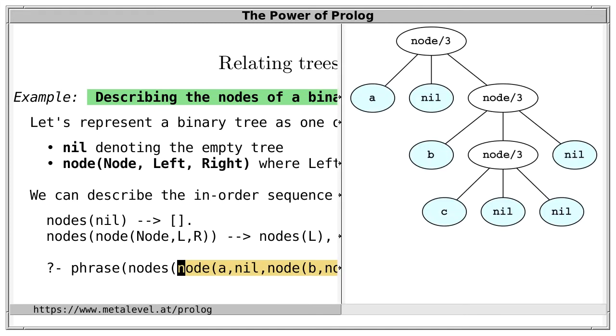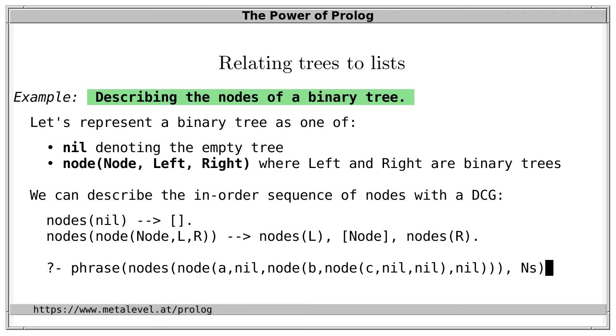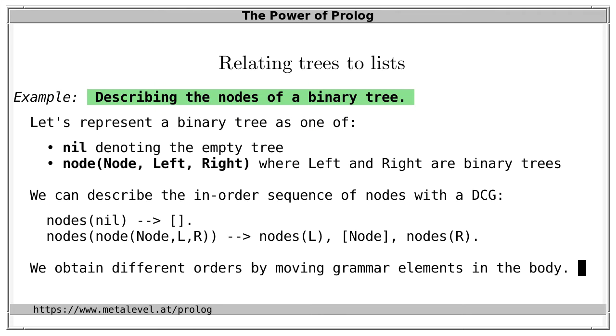And written like this, it's not really a binary tree, because the compound terms have 3 arguments. But it's clear what we represent with this term, right? Namely this tree, so that's a binary tree. And we're interested in the in-order sequence of the nodes Ns, which is ACB in this case. And a nice feature of this solution is that we can so easily obtain different orders simply by moving grammar elements in the body. For instance, if we move this terminal to the front, then we get the pre-order sequence of nodes, and so on.